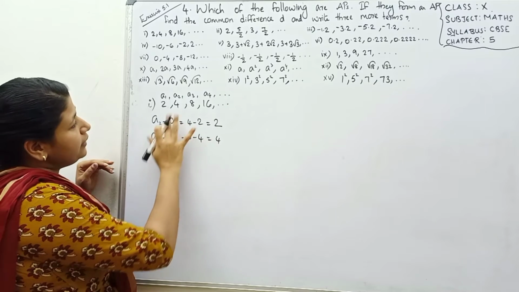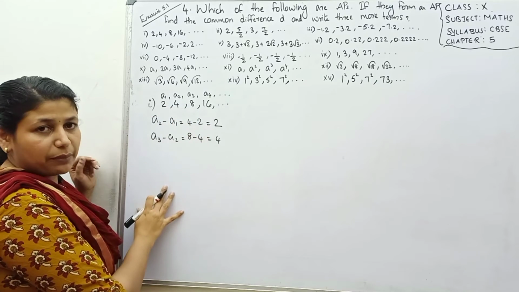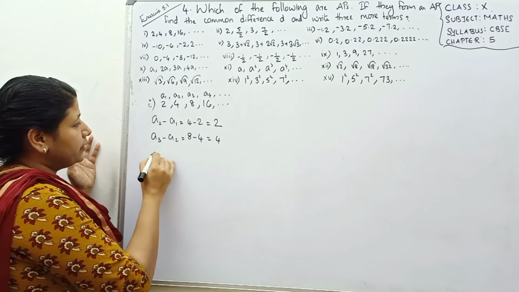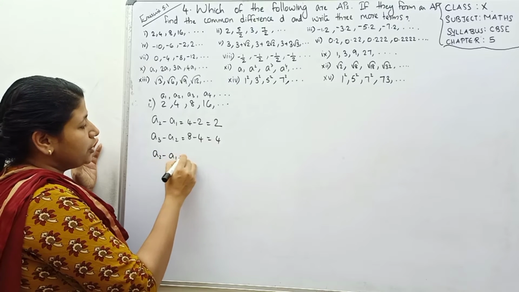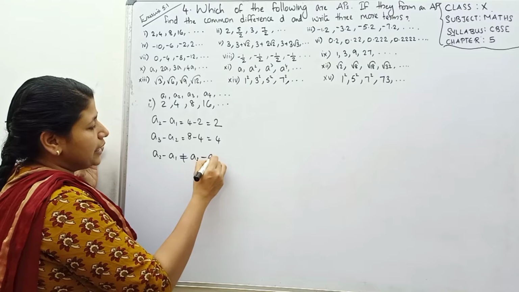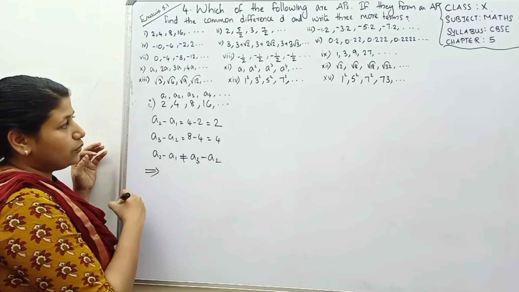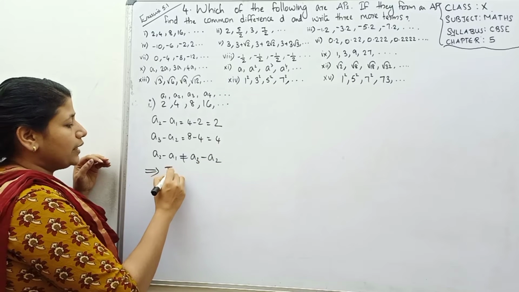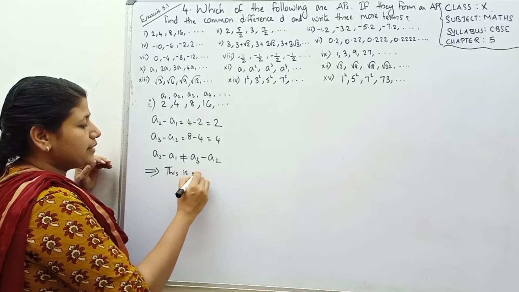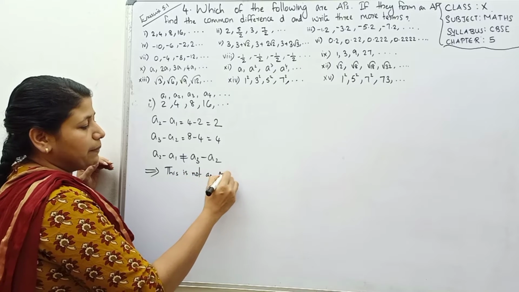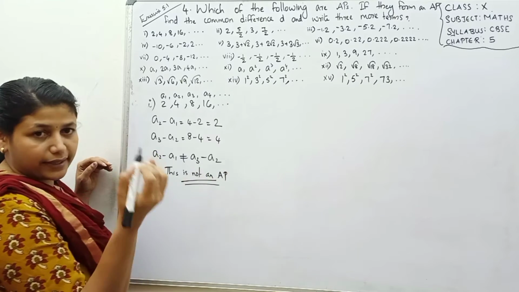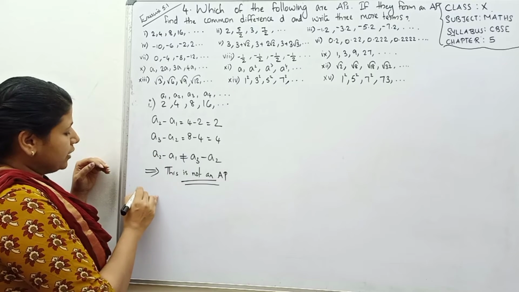What did we understand when we did the first two sets? There is no common difference. That means A2 minus A1 is not equal to A3 minus A2, which implies, what does it mean? This is not an AP. It is not an AP, so there is no need to find anything else. Moving on to the second question.